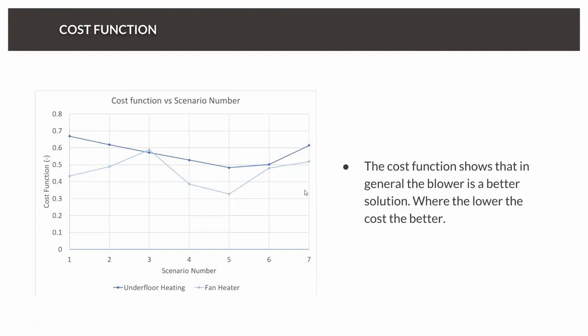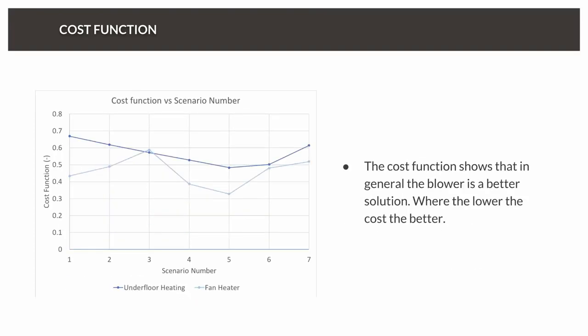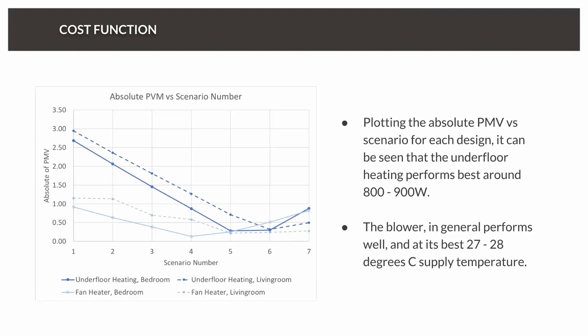So first of all, the cost function against the scenario number. And here you can see that this value is changing. Lower is better. We can see that we have the overall lowest cost for scenario number 5 in general, and especially scenario number 5 with the fan heater. And scenario number 3, for example, is the only point where the underfloor heating is performing better than the fan heater. So now we can use this graph, which tells us that we should take a look at scenario number 5.